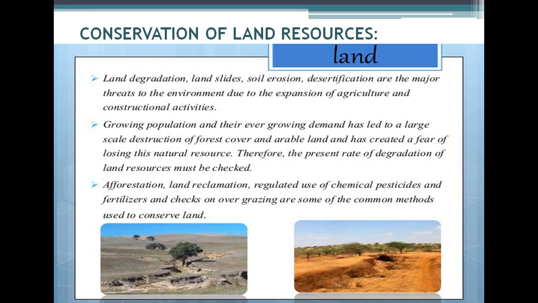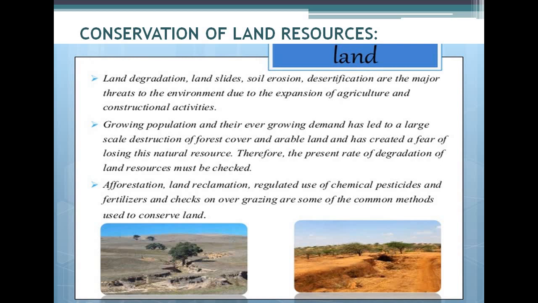So these days, land degradation, landslides, soil erosion, and desertification are the major threats to our environment. Again, we have growing population and their ever-growing demand has led to a large-scale destruction of forest cover and arable land and has created a fear of losing these natural resources. Therefore, the present rate of degradation of land resources must be checked.